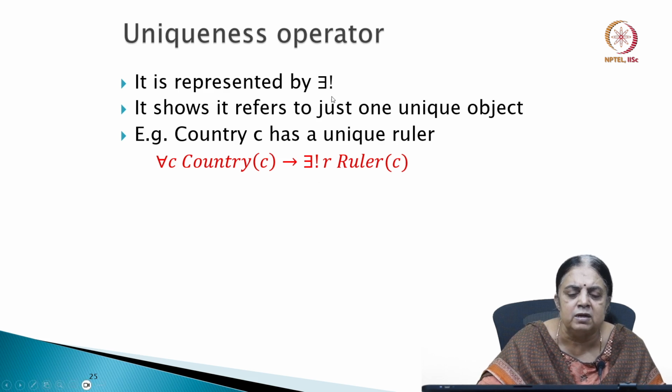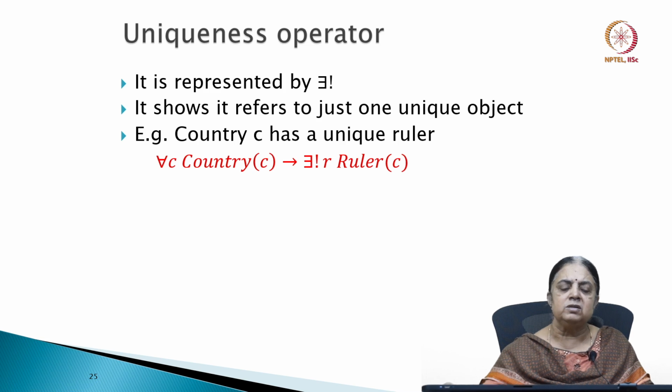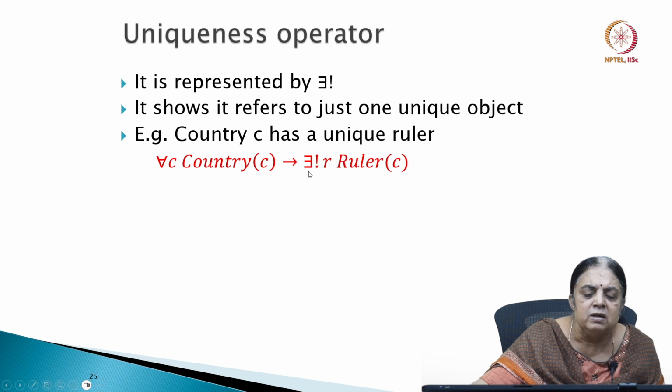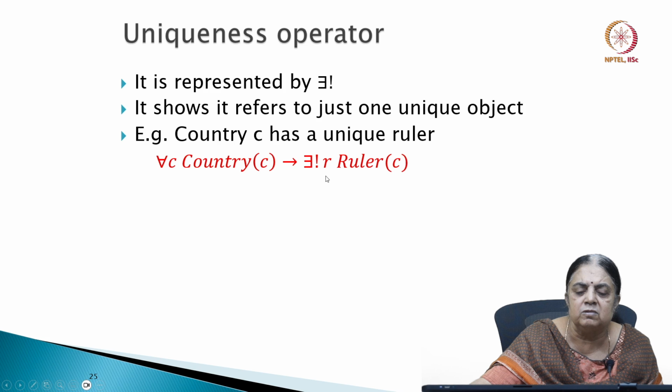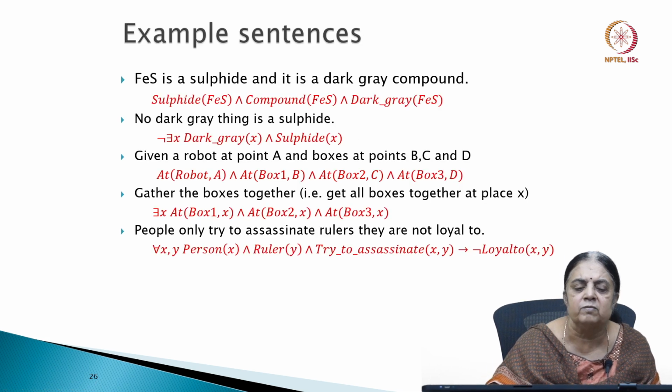And then we have the uniqueness operator. When you say exists and you use this exclamation mark there, it means that when you say there exists, you are talking about only one person who exists to do that. For example, if you have a country, the country has only one ruler. So for all C where C is a country, there exists R who is the ruler of C. Which means there exists just one person. So that is the uniqueness operator which is being used here basically.